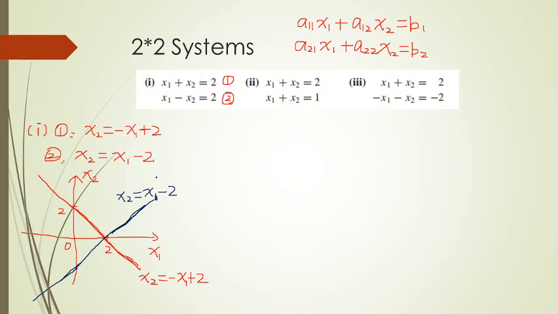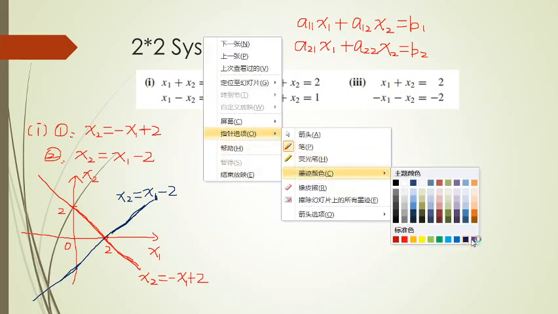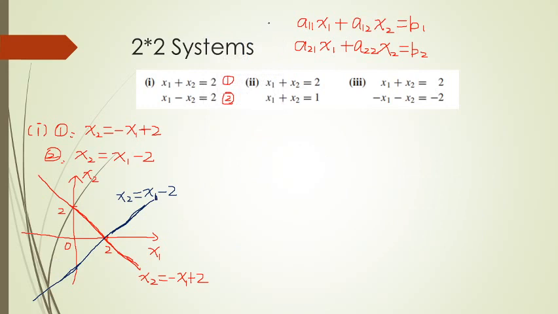And you will notice that actually there is an intersection of those two straight lines. They intersect at this point. What is this point? What is the coordinate for this point? The coordinate is when the x1 value is 2, the x2 value is 0, right? So let's check that, okay?